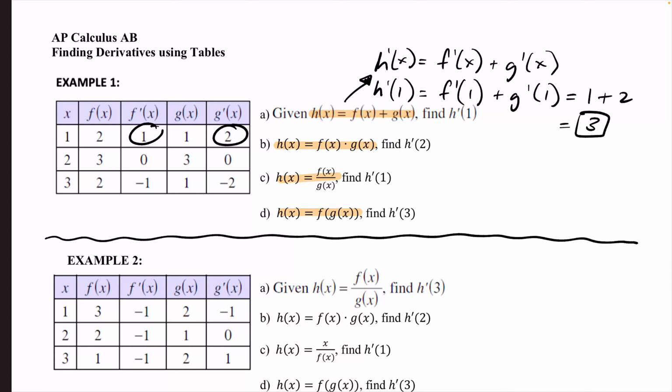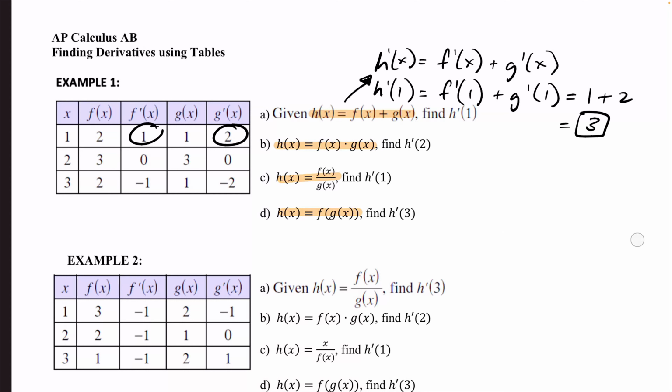Okay. Actually, you know what? I'm going to erase this line here because I think I'm going to need some room. Okay, so 1b. Again, there's a function h, which consists of f of x, another function, times g of x, another function. Find h prime of 2. So h prime of 2 means find the derivative of h, plug in 2.